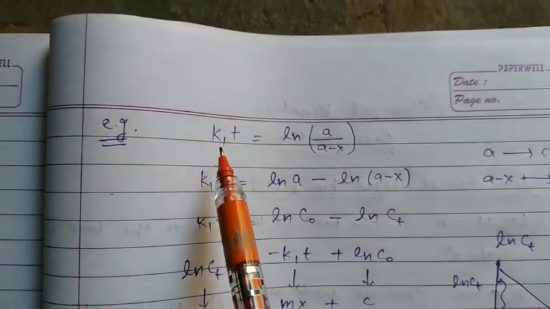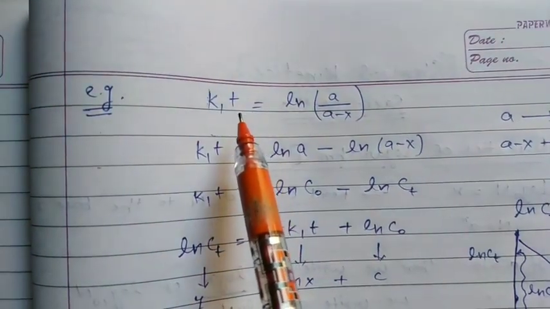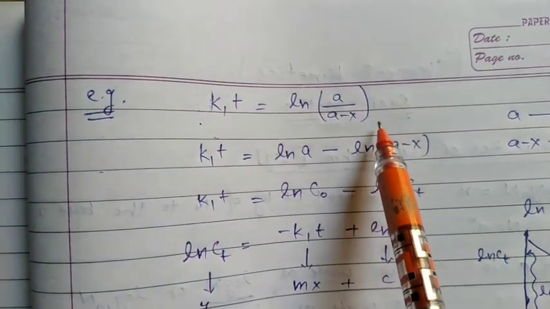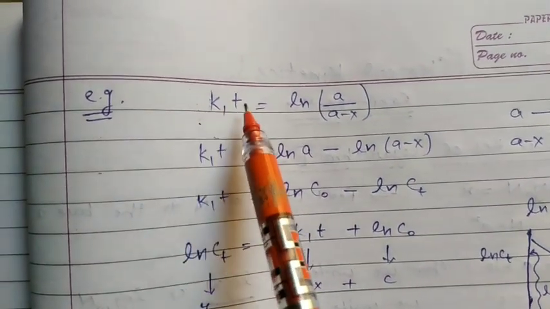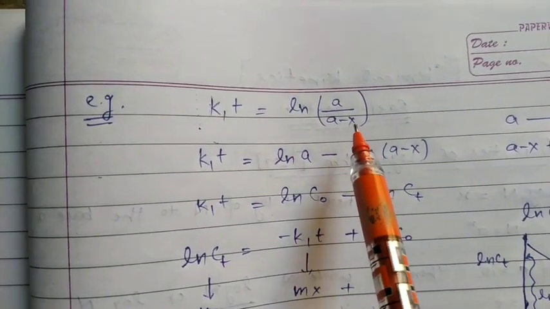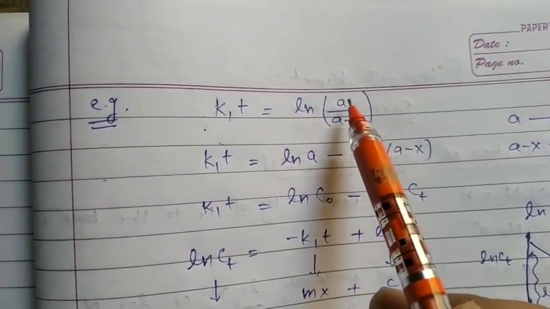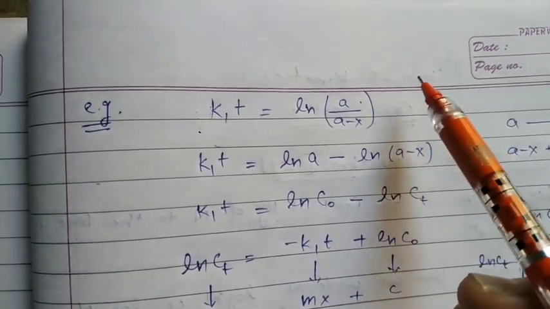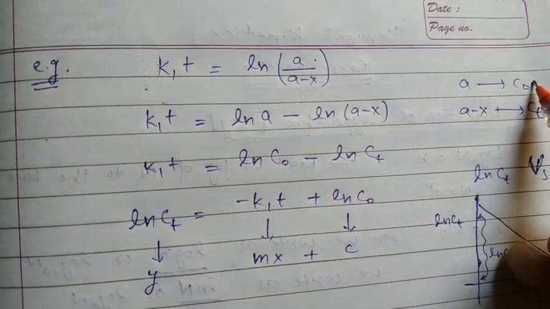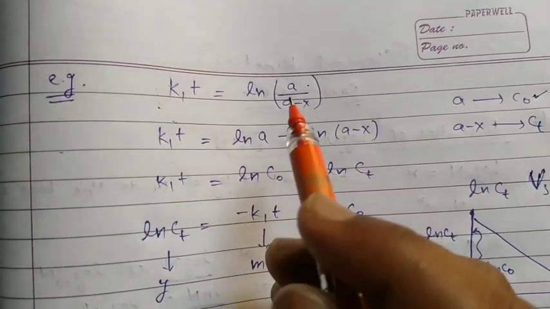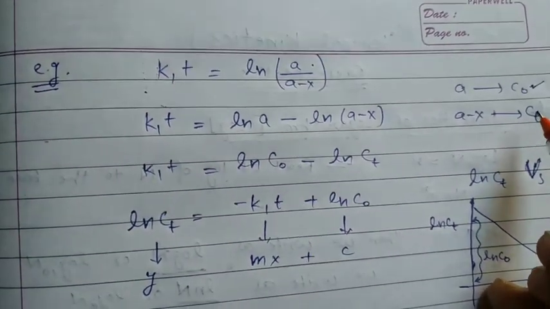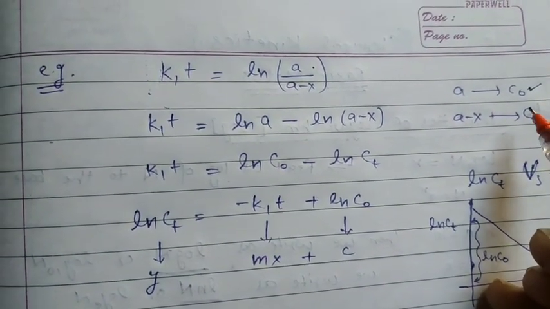Let's take another example from the first order reaction, and this is the equation for the first order reaction. As you know, kt is equal to ln a divided by a minus x, where a is the initial concentration, which can be represented as c naught. This is the initial concentration, and a minus x is the concentration at any time t. We can represent it as ct.